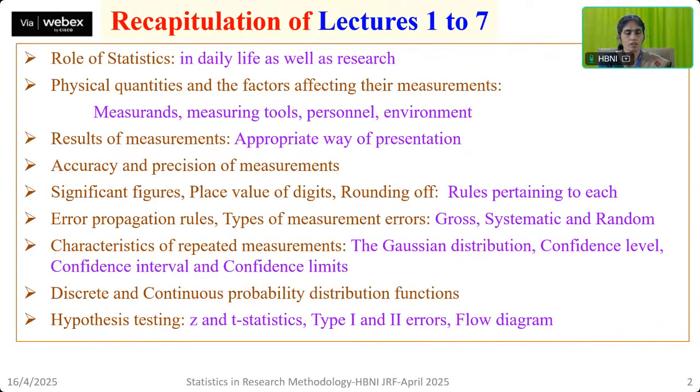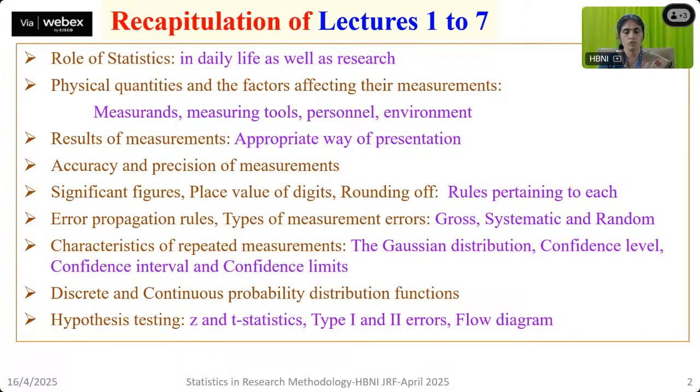We started with the roles of statistics in various phases, then the physical quantities and the factors affecting their measurements, namely measurements, measuring tools, personal environment of the measurement, then results of the measurements, how we can appropriately represent the results, then the factors such as accuracy and precision of measurements, significant figures, place values, rounding of digits, as well as the rules pertaining to each one of these.